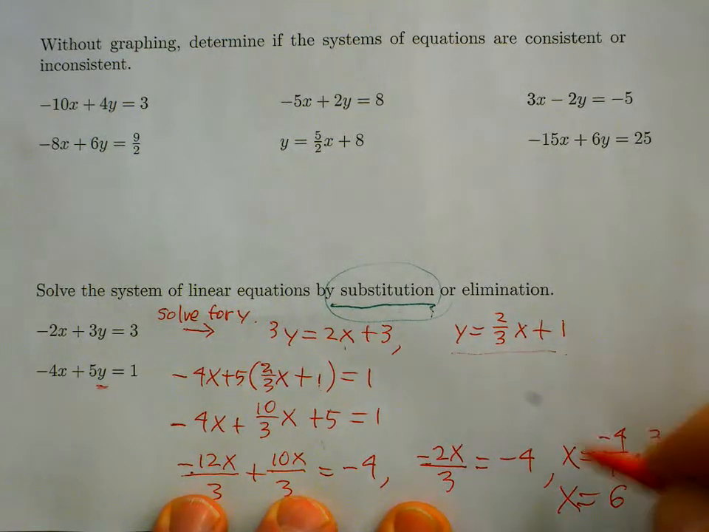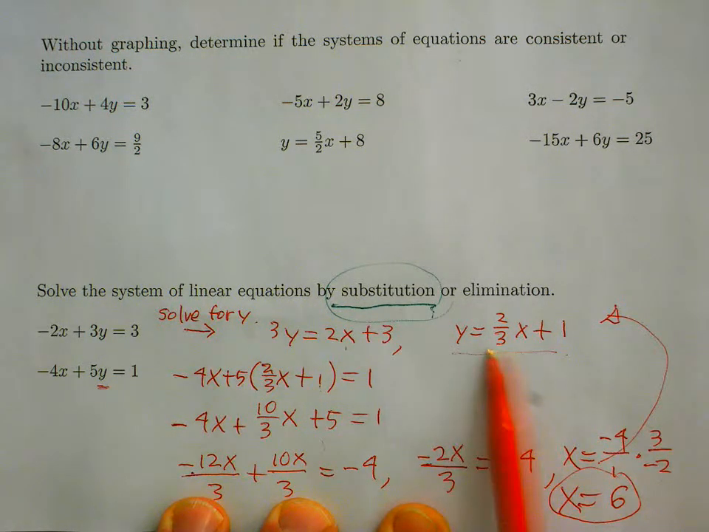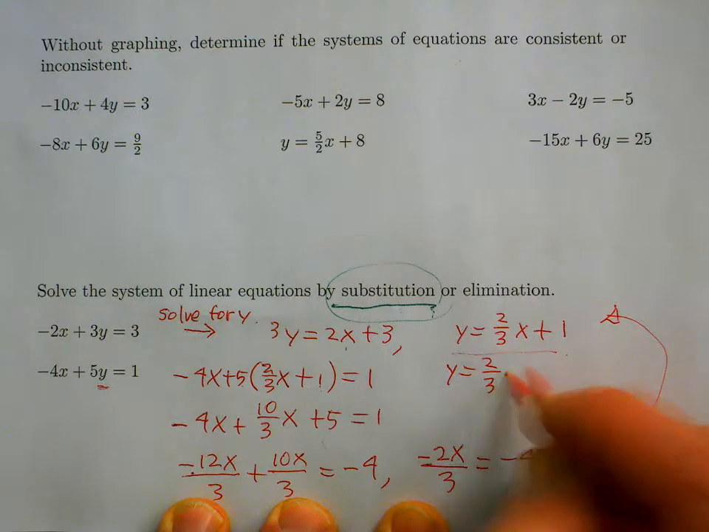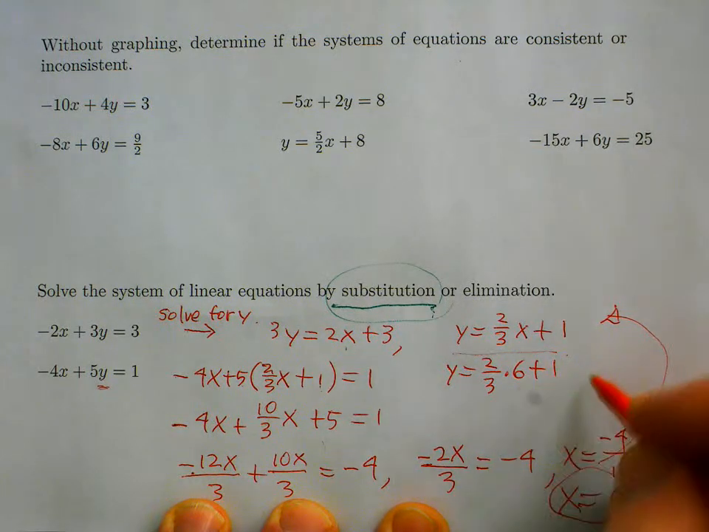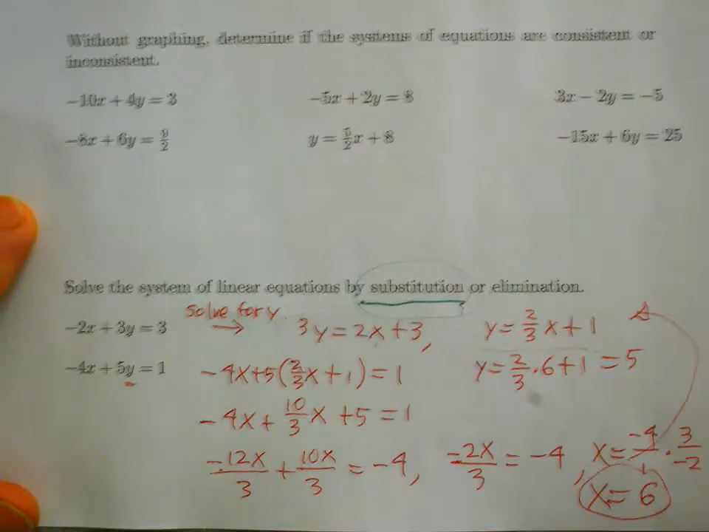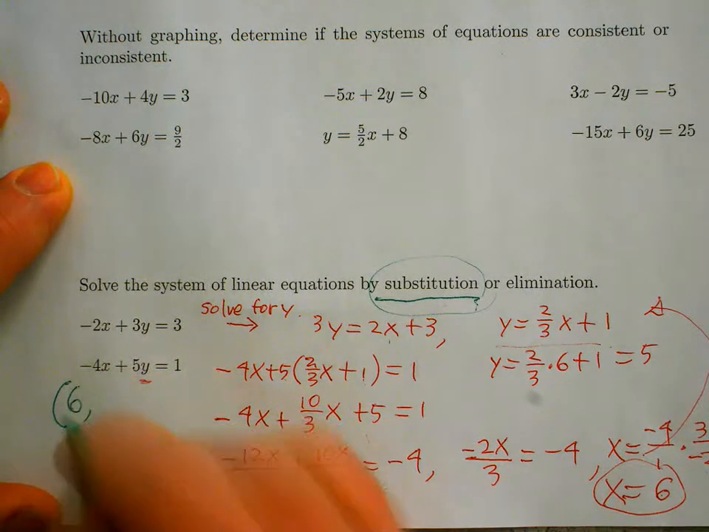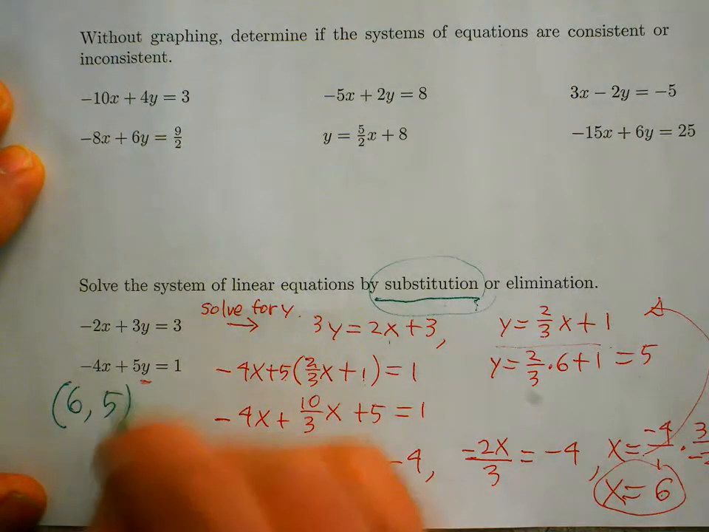Then we can go back and use substitution again to find the y coordinate. Y equals 2/3 times x plus 1. This time we replace x with 6. So we get y equals 2/3 times 6 plus 1. 2/3 times 6 is 4. 4 plus 1 is 5. Okay, so this algebraic method shows us that the ordered pair 6 for x and 5 for y is the solution.